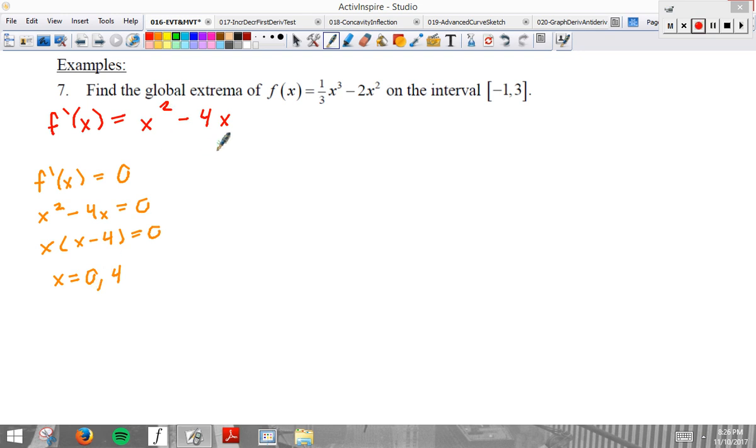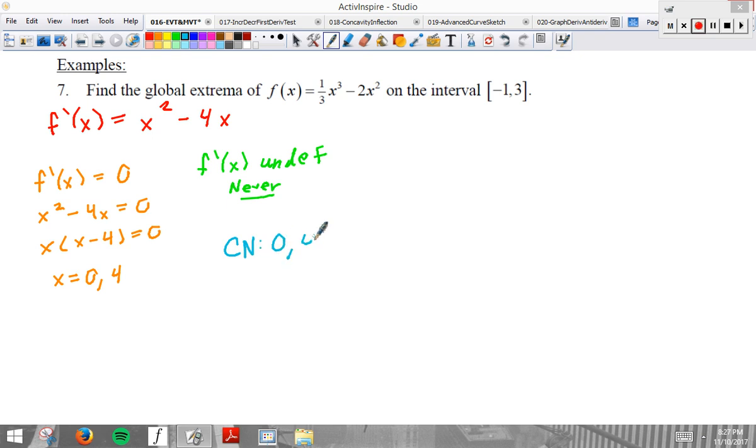The other possibility would be where f prime of x would be undefined. So noticing that this is a polynomial would show me that f prime of x cannot be undefined, so this is not possible. Never. So we go ahead and we write our critical numbers.